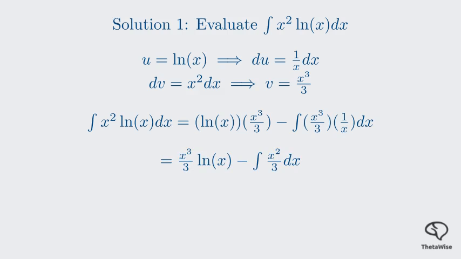Integrating x squared over 3 gives x cubed over 9. The final answer is x cubed over 3 times ln of x minus x cubed over 9 plus C.